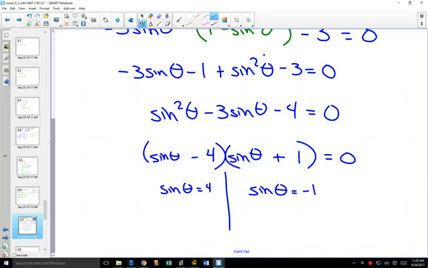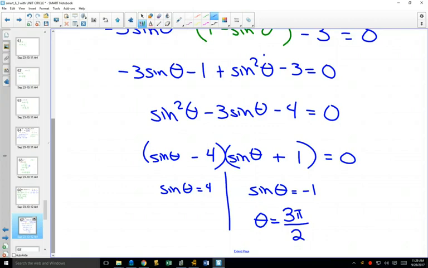Now, this is a non-calculator question. When you have a non-calculator question, that means you get to use your pie plate and know things from your pie plate. Is minus 1 on your pie plate as a y-coordinate? Yes. So, what angle does that? 3 pi over 2. Excellent.